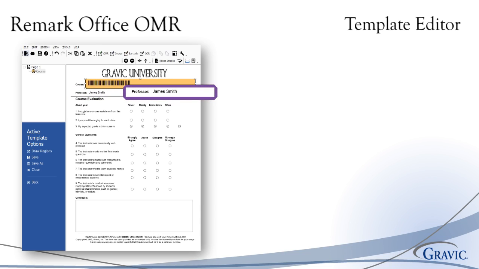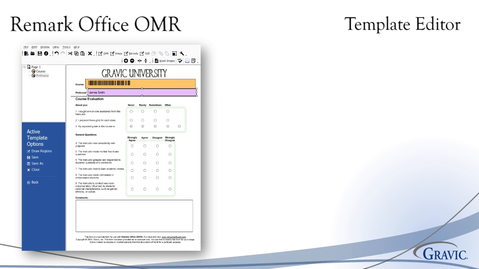In addition to the barcode functionality, Remark Office OMR also supports optical character recognition, which is often referred to in the Remark software as OCR. OCR is used to recognize machine-printed text. With this feature, you can pre-print information on your form, such as demographic details and other identifiers like student or class names.